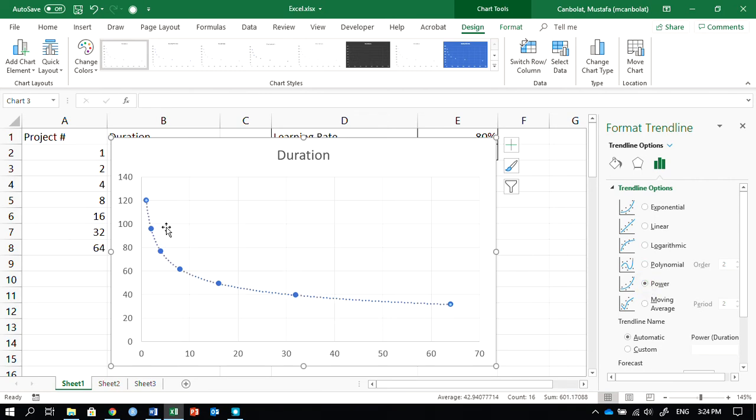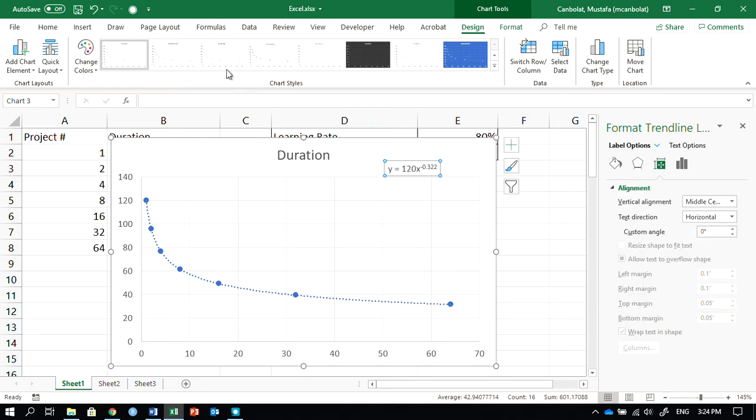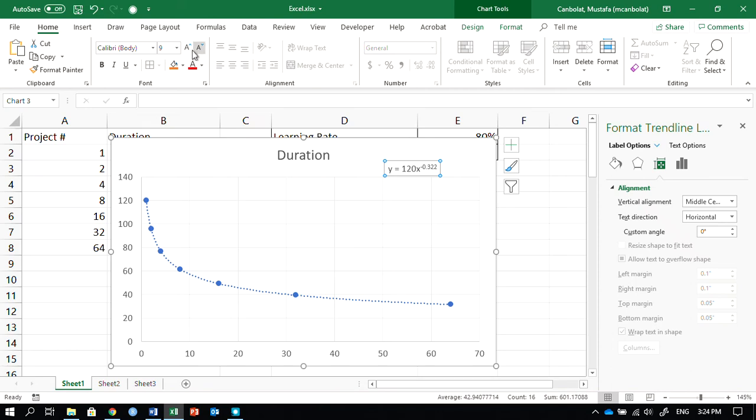Okay, so that's, and we see that it is just a right fit. So we were able to find the exact same formula for these points. And now we could just display the equation on chart. And we will just take that somewhere here. And if we want, we could just make that larger. And then we could see that. That's the relationship. Now, because we know the curve, we could just now find the gaps.